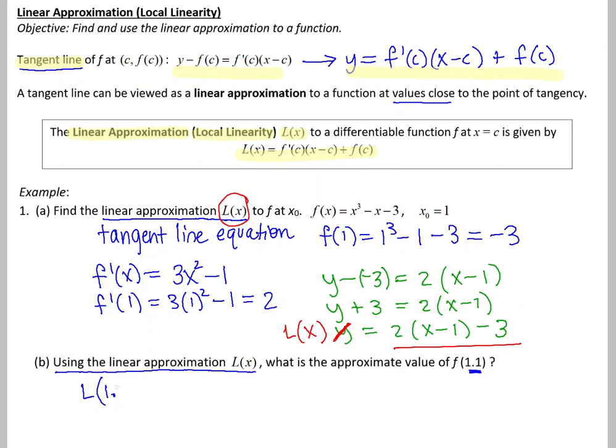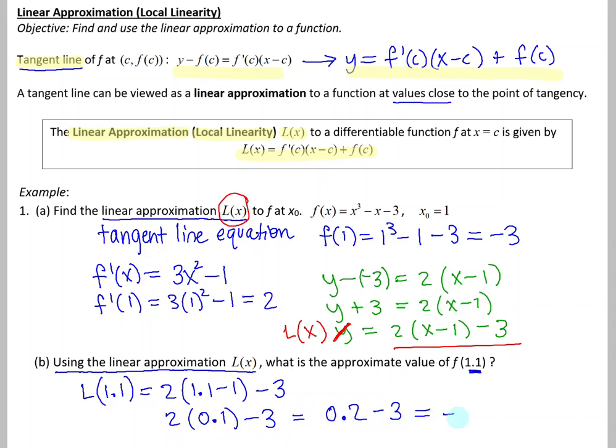L of 1.1 equals 2 times 1.1 in for x minus 1 minus 3. 1.1 minus 1 is 0.1. 2 times 0.1 is 0.2. And 0.2 minus 3 is negative 2.8. And that is the approximate value of f of 1.1 using our tangent line equation or our linear approximation.